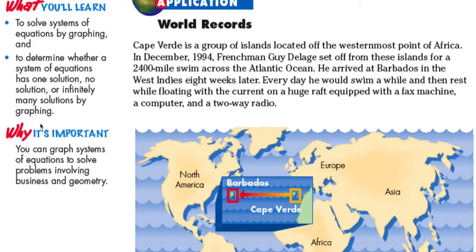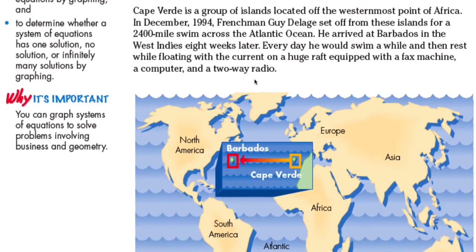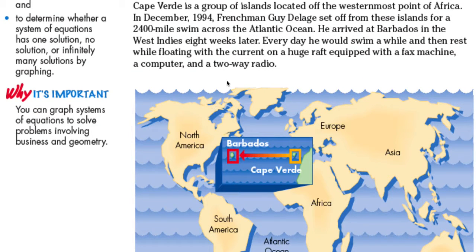Let's take a look at this application on world records. Cape Verde is a group of islands located off the westernmost point of Africa. In December 1994, Frenchman Guy Delage set off from these islands for a 2,400-mile swim across the Atlantic Ocean. That's a long swim. He arrived at Barbados in West Indies 8 weeks later. So every day he would swim a while and then rest while floating with the current on a huge raft equipped with a fax machine, a computer, and a two-way radio.